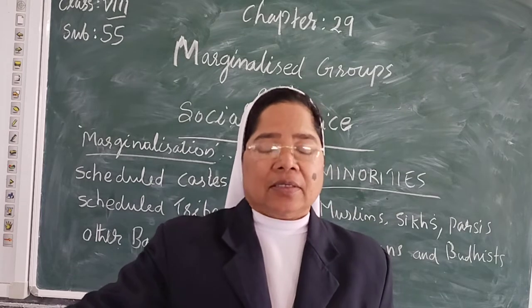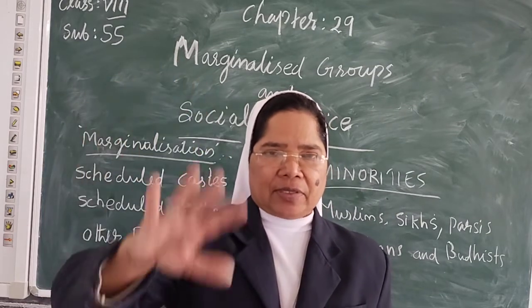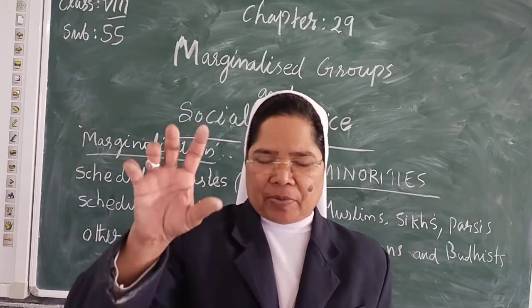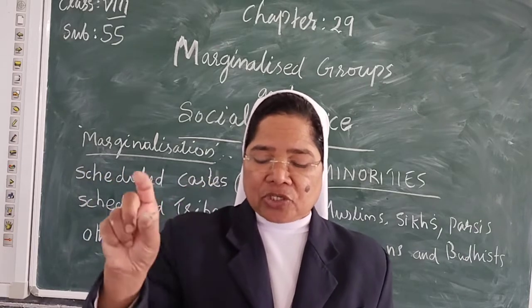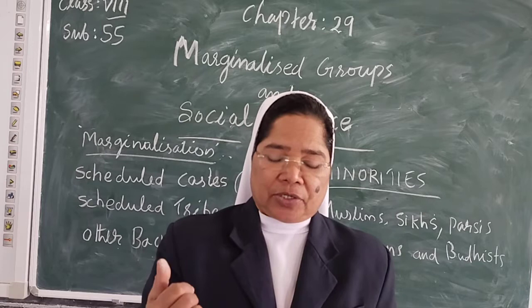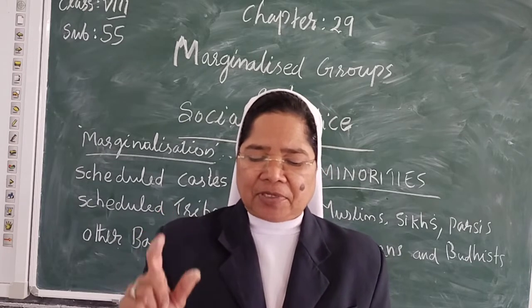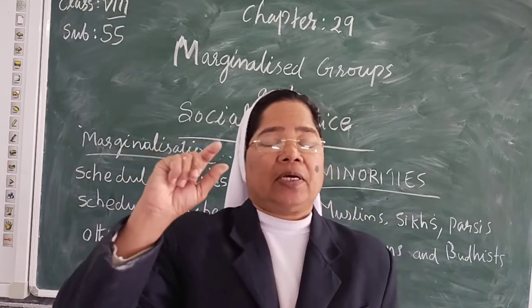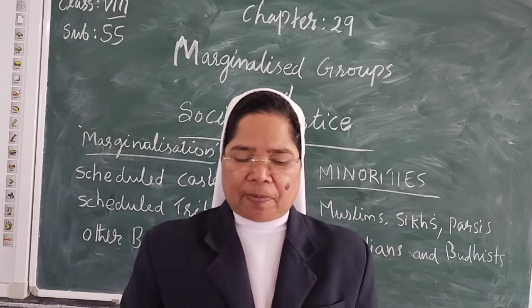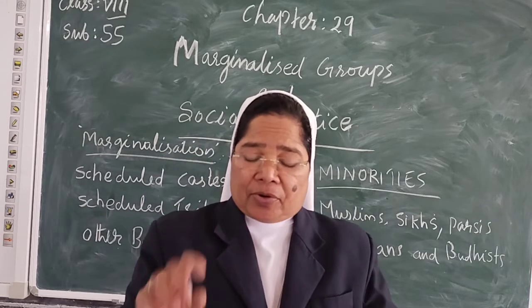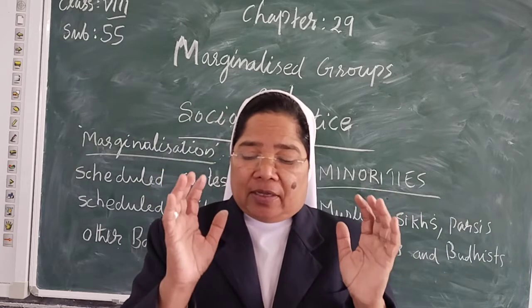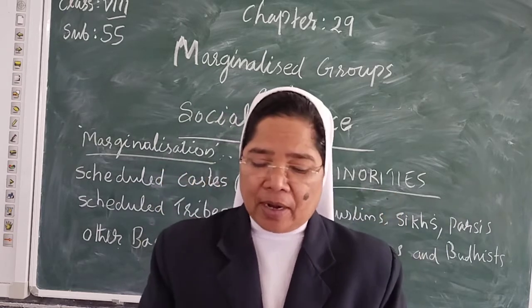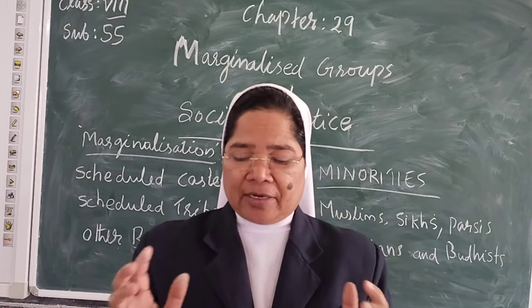Then the steps the government is taking under the constitution. When they wrote the constitution, they wrote some articles for the upliftment of the scheduled caste. These are the steps taken for the upliftment of the scheduled caste. First one, our constitution aims to protect their social, economic, educational and cultural interests.